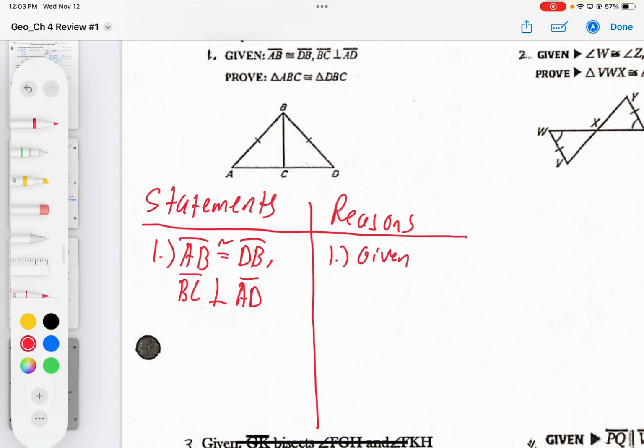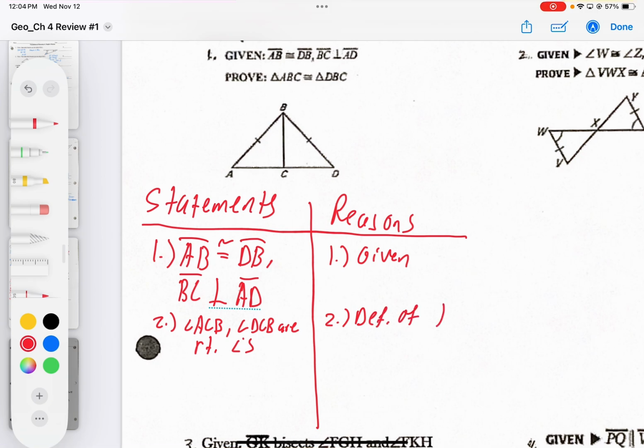All right. AB is congruent to DB, and those lines are perpendicular to each other. Now what? Perpendicular lines give us what? Right angles. So I'm going to say angle ACB, angle DCB are right angles. And then you do reflexive. Then you do HL. I like it.